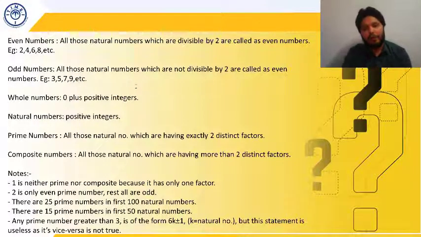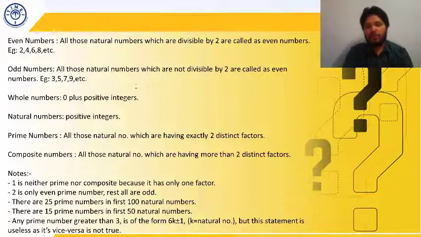Till now I am getting prime numbers only by putting different values of k. So 6 into 3 plus 1 is 19, again a prime number. 6 into 3 minus 1 is 17, again a prime number. But now when we put k equal to 4, what will I get? 6 into 4 plus 1 is 25, which is not a prime number. That's why this statement is useless. Why? Because its vice versa is not true.